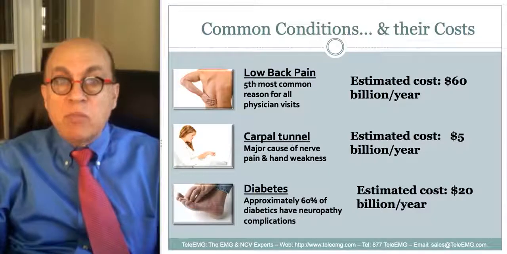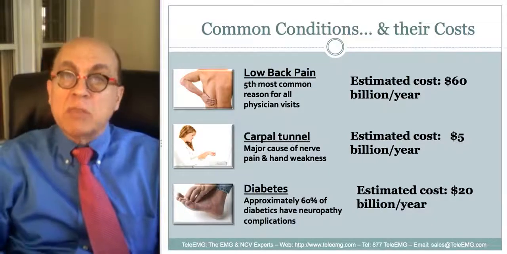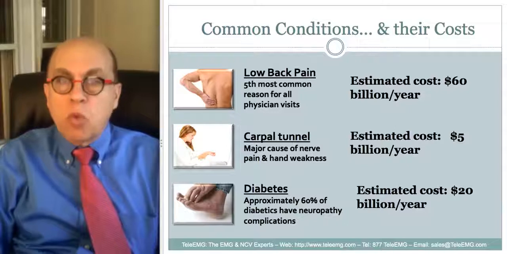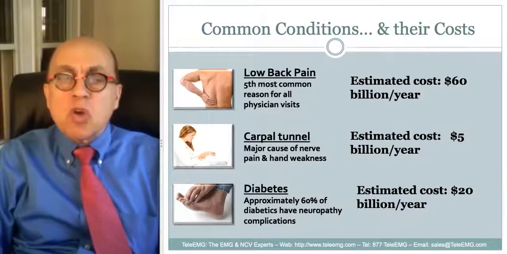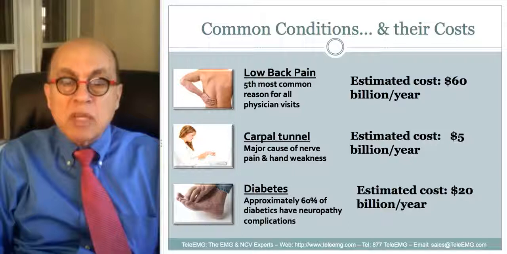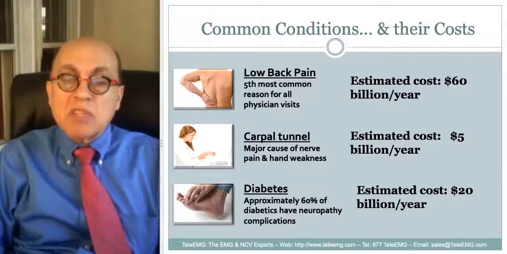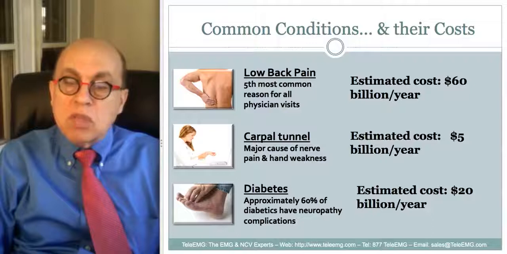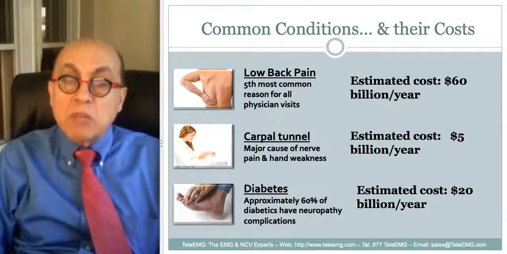Carpal tunnel syndrome. How many people do you hear who complain about carpal tunnel syndrome? Quite a few. And it's a major cause of nerve pain and hand weakness. Estimated cost, about $5 billion a year. Diabetes and the neuropathies associated with diabetes. Approximately 60% of diabetics have a neuropathy and its complications. Estimated cost, about $20 billion a year.